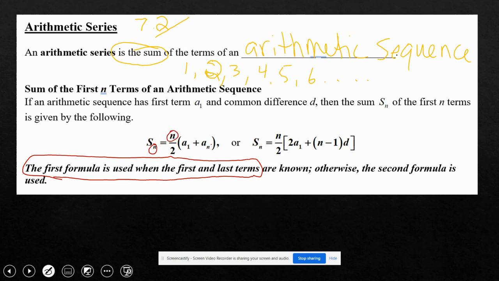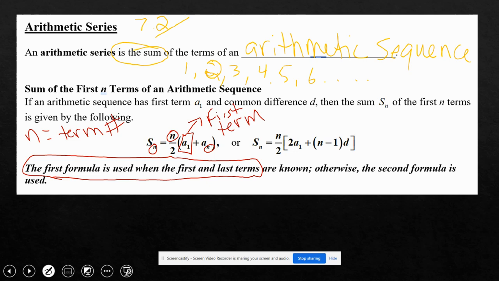Again, all 3 of these n's should have the same value, and n is the number of terms that you're trying to find the sum of, like 12 terms or 15 terms or 5,097 terms. And then the only other thing we have to know in this formula is a sub 1, which still stands for the first term.